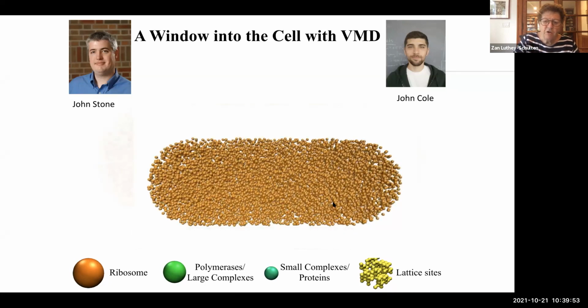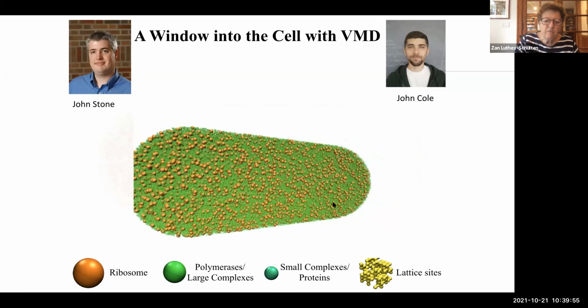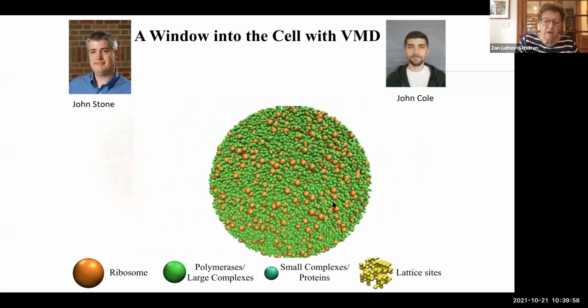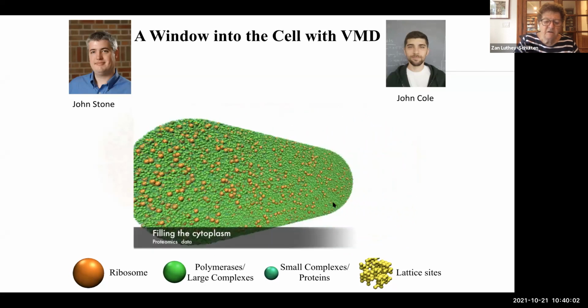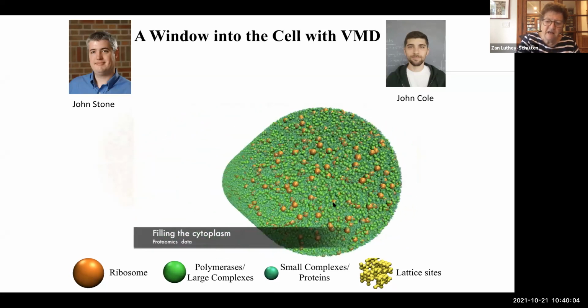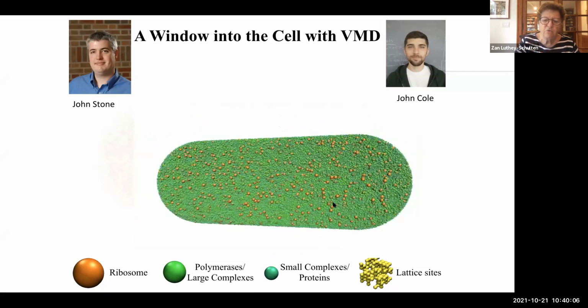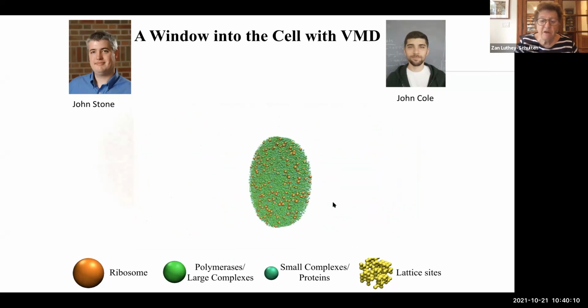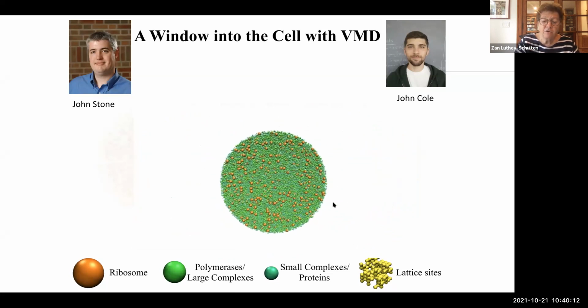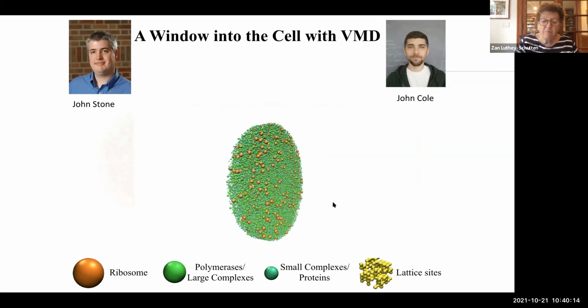This was, you put in all the ribosomes. This is more of a test result. This is not going exactly with the tomogram that I showed you. Here we just distributed as many as we'd have in a fast-growing E. coli. Start putting in the small complexes.